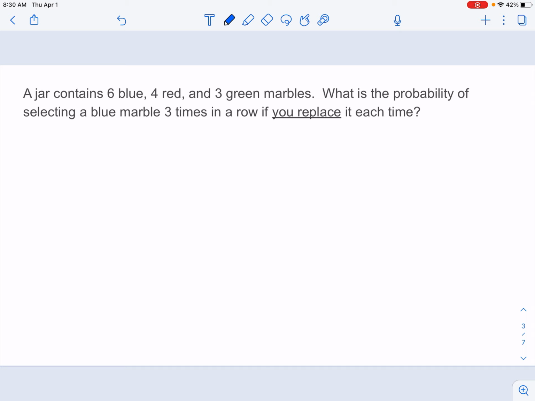Okay, this one says a jar contains 6 blue, 4 red, and 3 green marbles. What's the probability of selecting a blue marble 3 times in a row if you replace it each time? Okay, so we have a blue marble, pick a blue marble again, and pick a blue marble again. So 3 times. So the probability of blue, there's 6 blue. If we add them up, 6 plus 4 plus 3, there's 13 total. Okay, we're putting it back each time, so that probability stays the same.